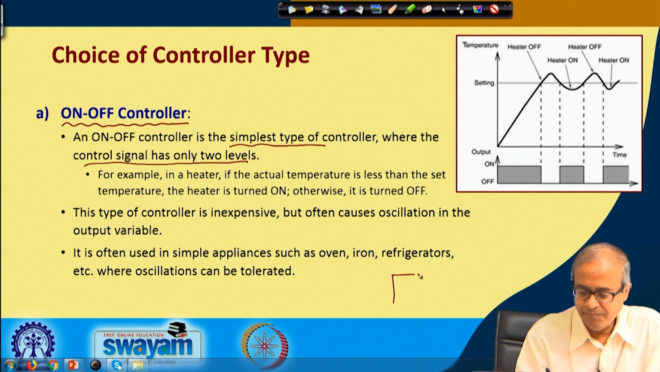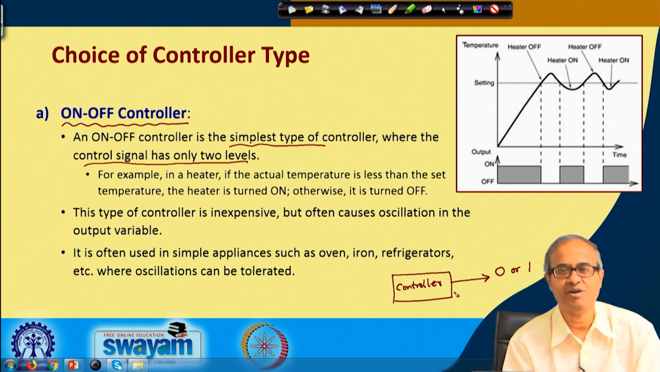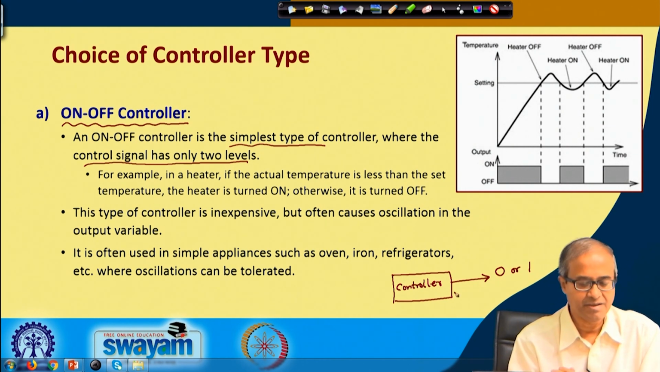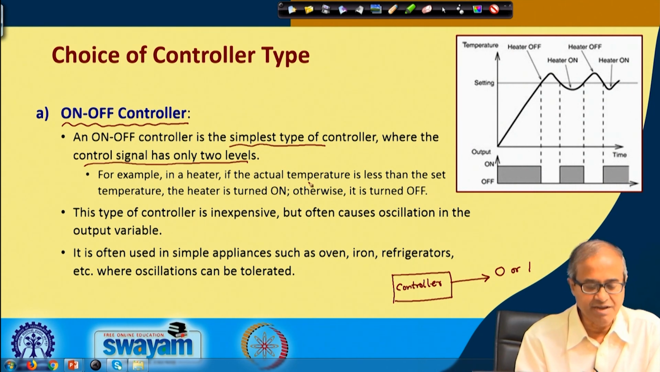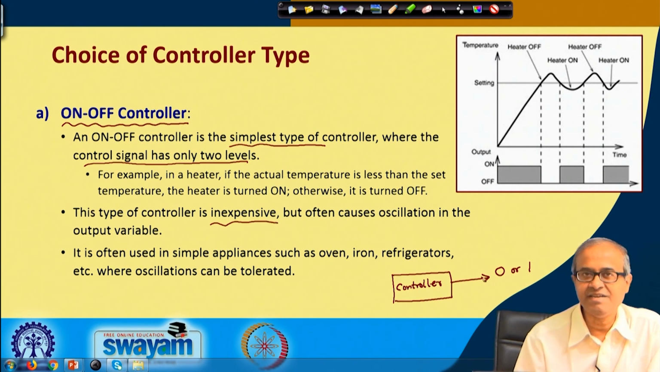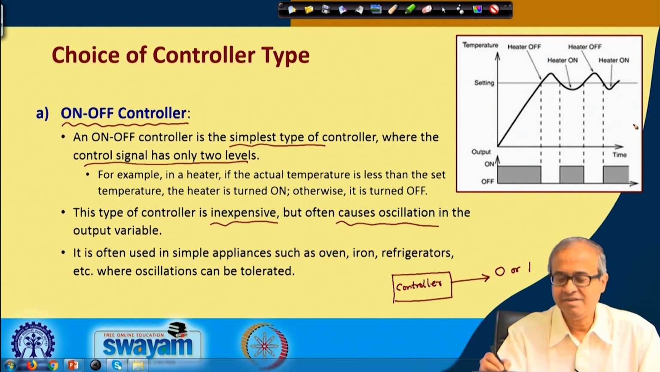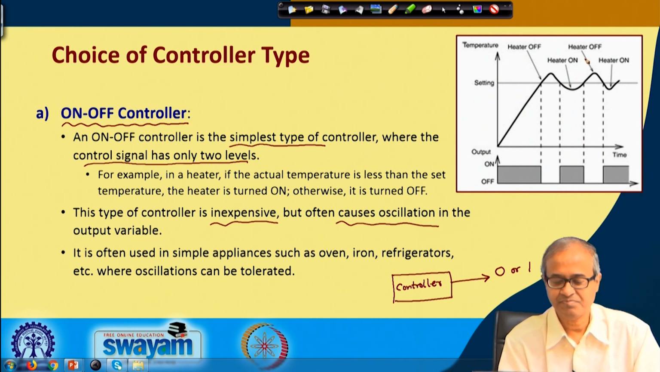Here I have the controller, and the controller will be generating a single output which is either 0 or 1. 0 means off, 1 means on, nothing else. The heater example I have already taken. This is very simple to implement because you have a single digital output generated by the controller, but it can cause oscillation in the output variable. How? You see this diagram on the right.